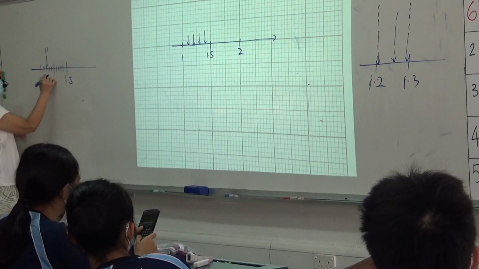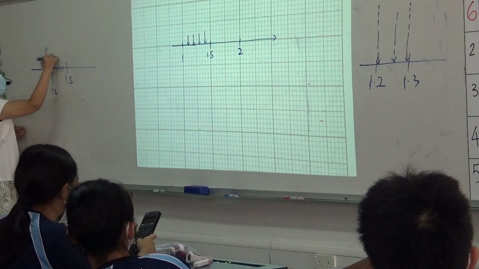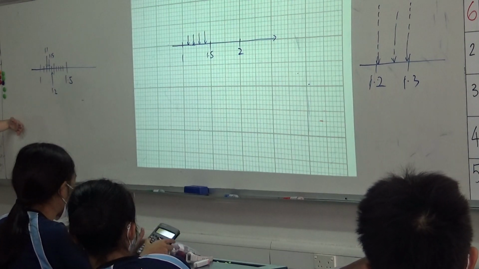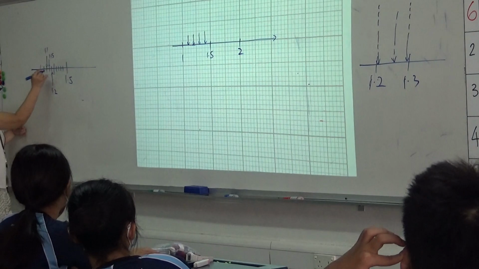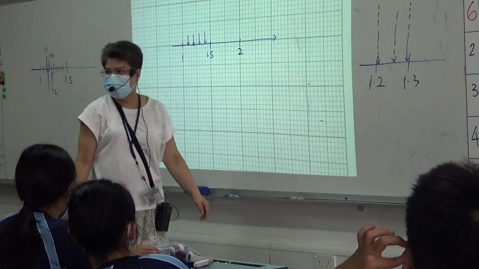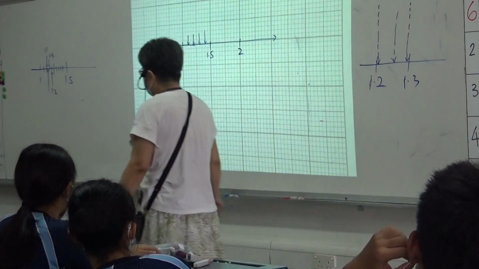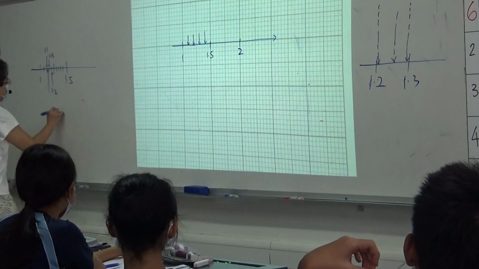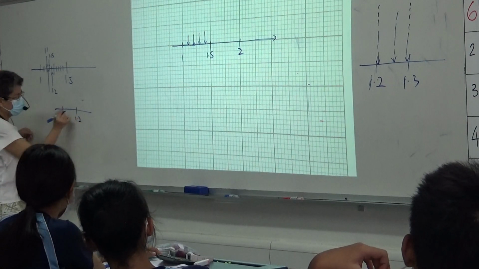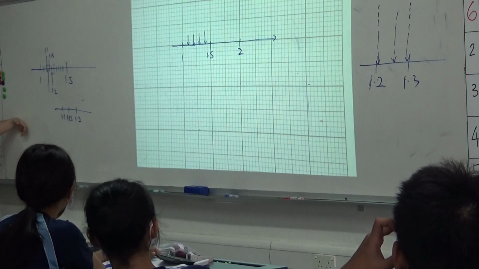This is a 1.1. This is a 1.2. This is a 1.15, right? Okay. 1.15. Okay. So, how about it, Bobby? Wait. I don't understand why. Yeah, it's 1.125.